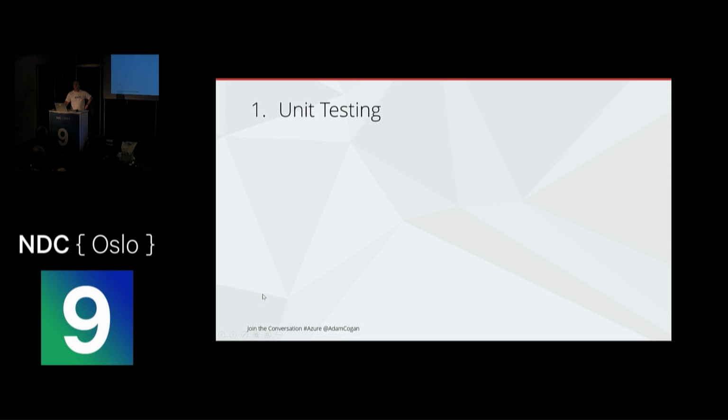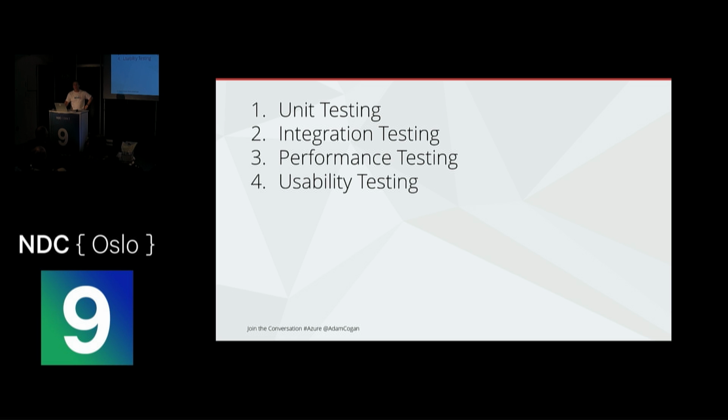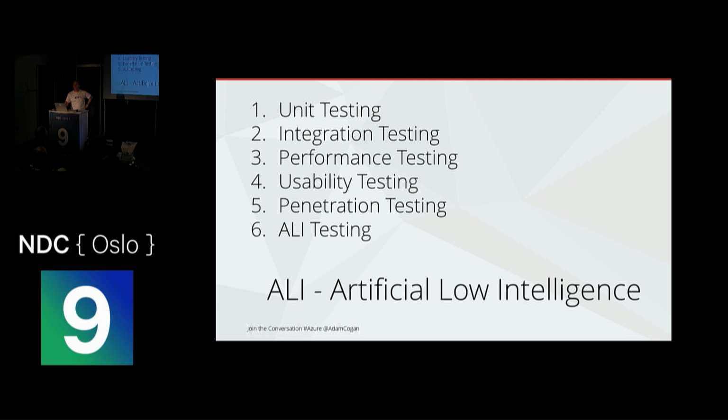And what is important is we need to, on every project, do a bit of unit testing, integration testing, performance testing, usability testing, penetration testing, and ALI testing. All right, who does a bit of that on every project? Most of you. Okay, that's interesting, because I just made up ALI, Artificial Low Intelligence testing. So it's really important to do that. And just a little tip, get into mutation testing. I think mutation testing is the next wave for cool unit testing.